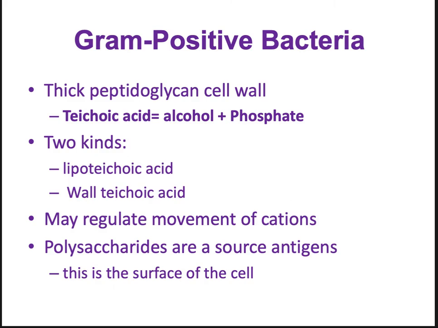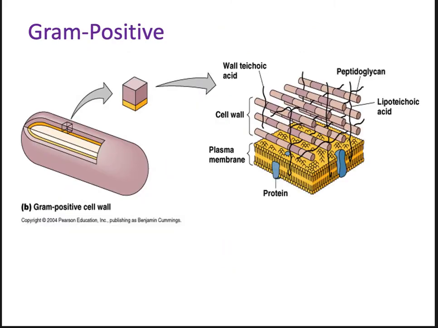If it was not foreign, if it was self, like we have antigens on all of our cells, but we know that it's us, and we don't make antibodies against it unless you have an autoimmune disorder. Okay, so you notice, as I said, the wall teichoic acid does not span into the plasma membrane, whereas the lipoteichoic acid does. So that's the difference. So extra strength and support for the thick cell wall, and another way to say cell wall is peptidoglycan. Okay, so this is gram-positive. You have the plasma membrane, and you have the thick cell wall.